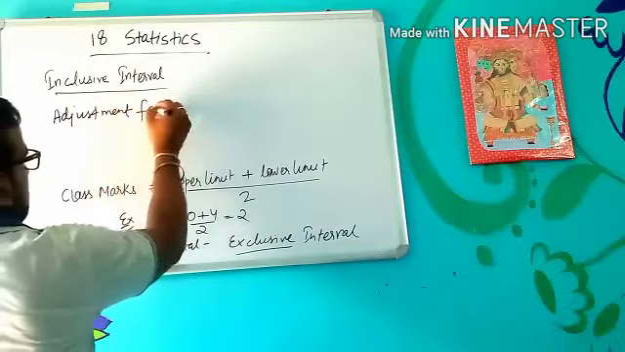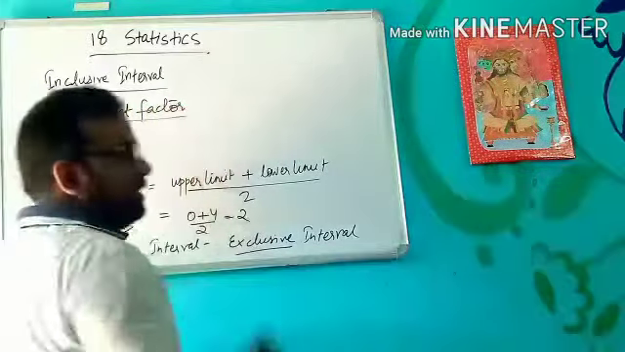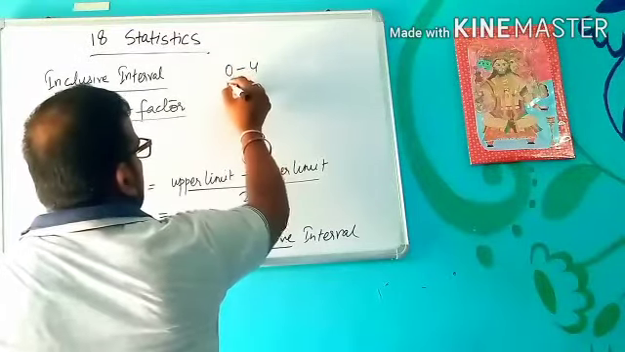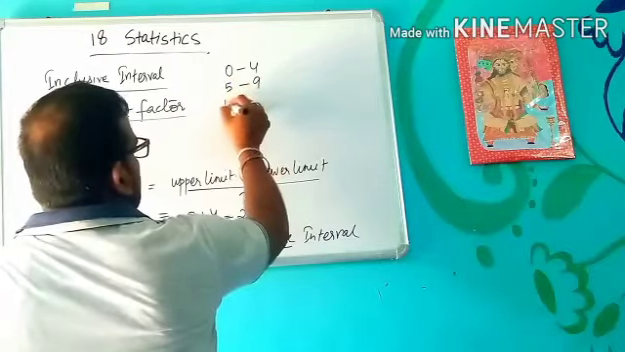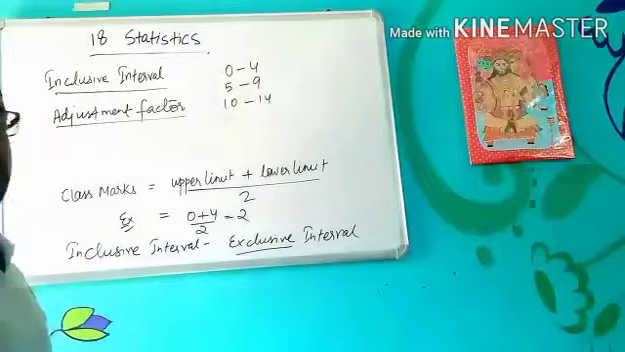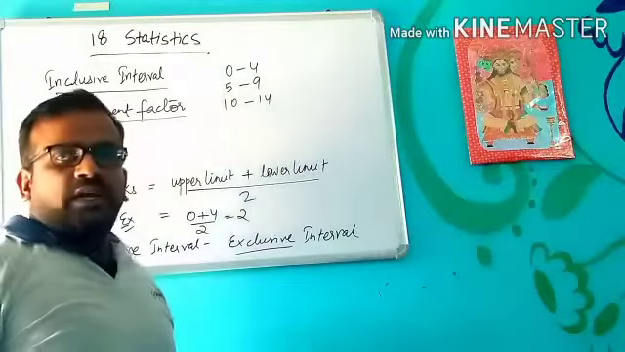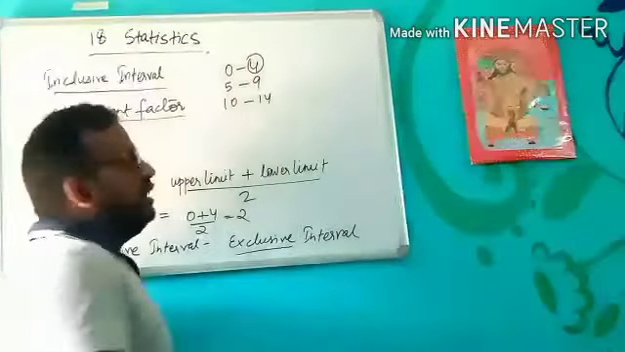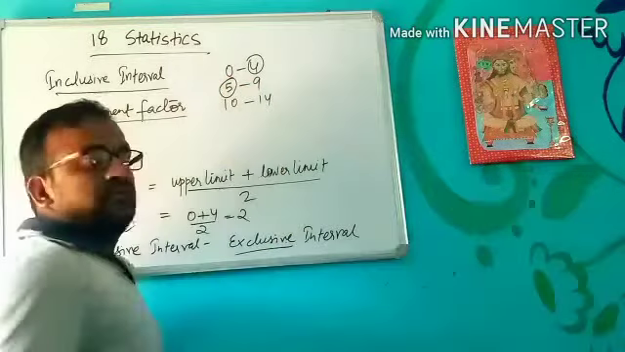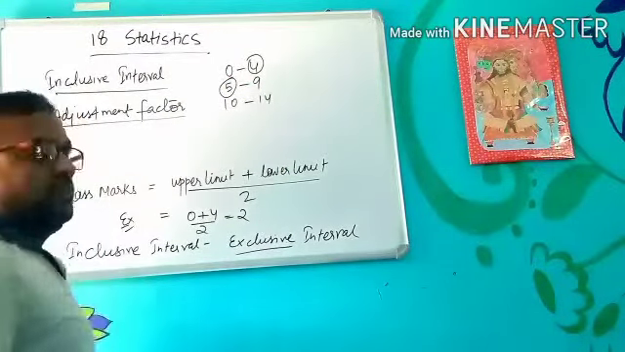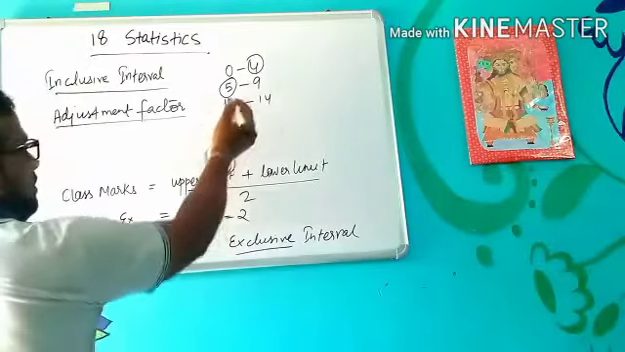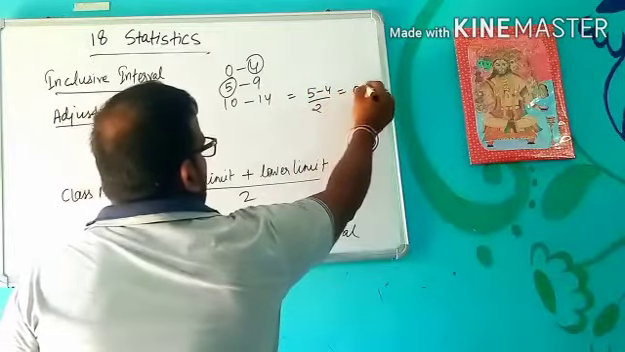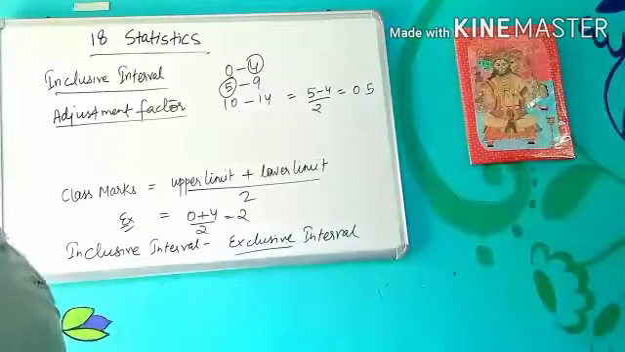Adjustment factor is required. So what is adjustment factor? Suppose it is 0 to 4 I have written, then 5 to 9, then 10 to 14, and I wish to convert this interval into the exclusive interval. So what I will do, I will take the upper limit of the interval and the lower limit of the next interval, then we will subtract it. Subtract it means 5 minus 4 and divide by 2. So I will get 0.5. So 0.5 is my adjustment factor.